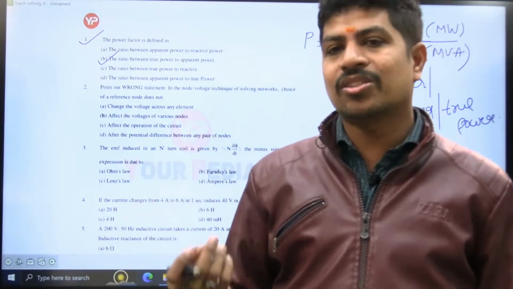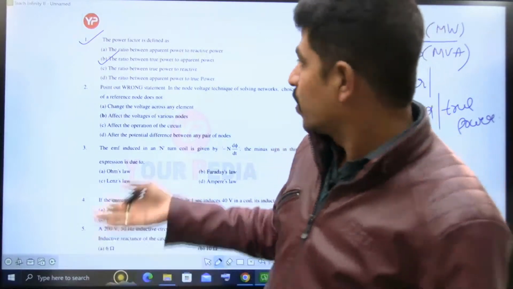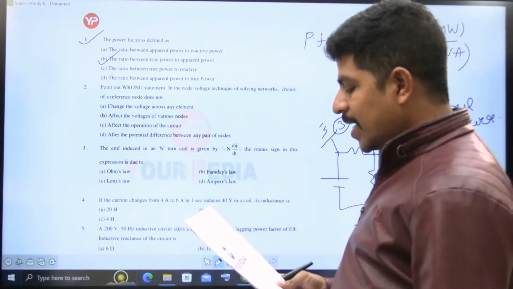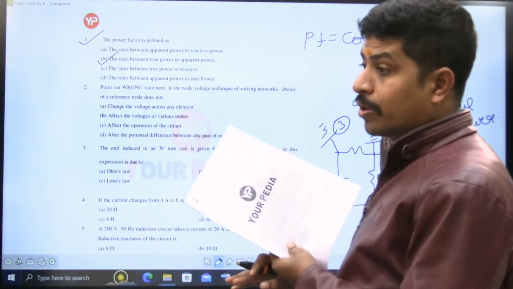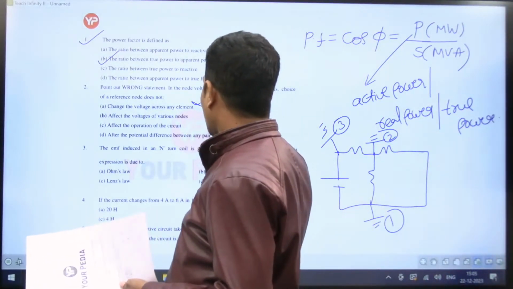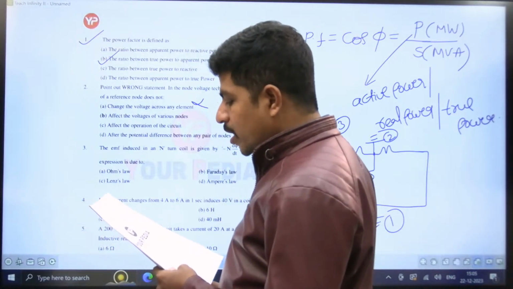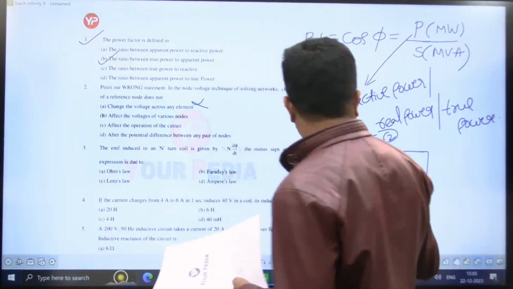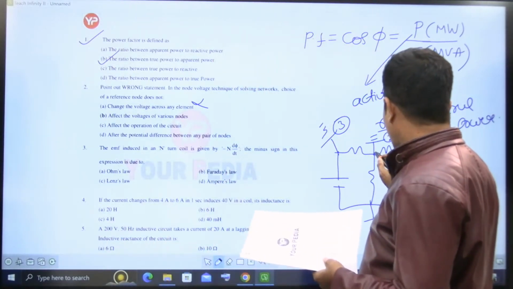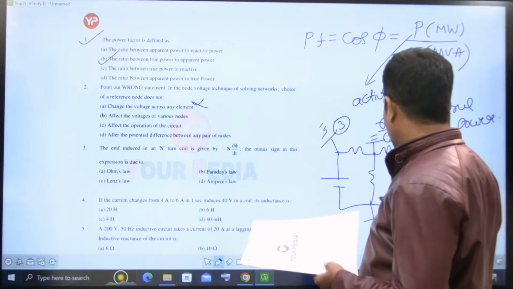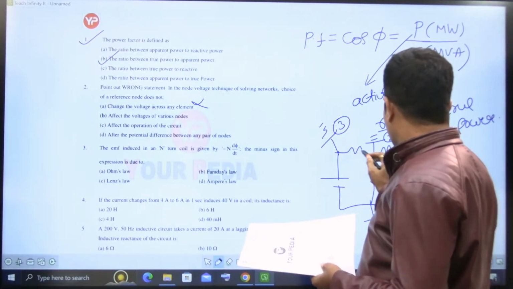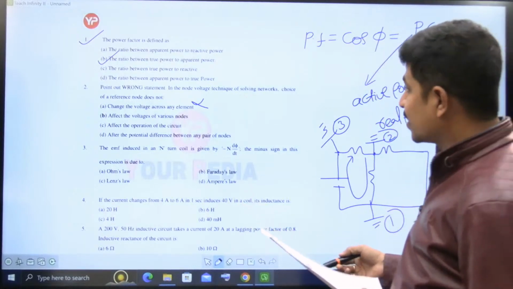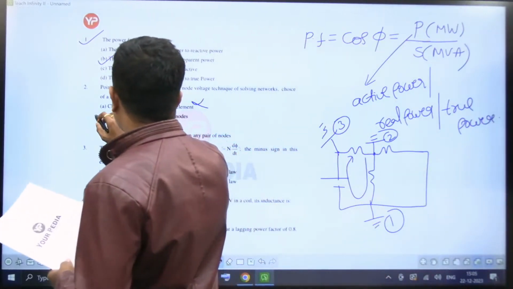So does the choice of reference affect anything? What is the option? Change the voltage across any element. No, the voltage across an element is not going to change, so option A is wrong. Option B: affect the voltage of various nodes. Yes, node voltage may change. Suppose I'm taking this one as a reference, standing here, this voltage is some value. If I take this other one as a reference, this value is different because I have to travel this way. So option B, yes, it affects the voltage of various nodes.